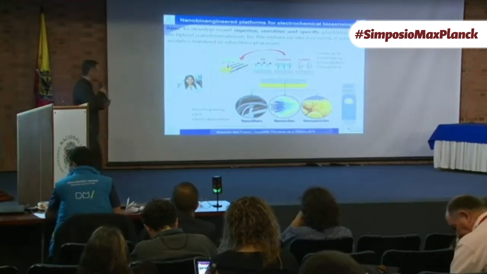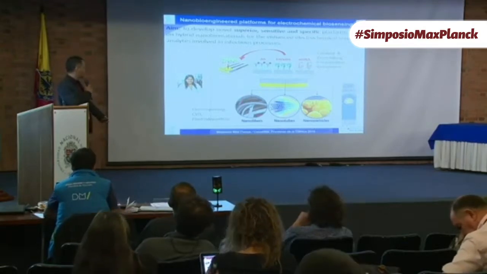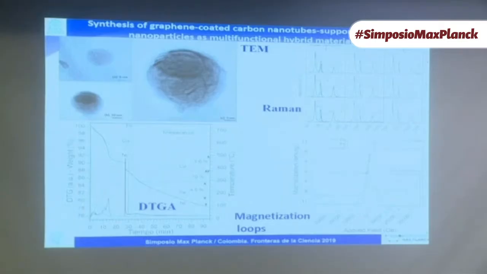In this research line, we conjugate different nanoparticles, nanotubes, and nanofibers with bioreceptors, even proteins, antibodies, peptides, RNA, and so on, in order to develop enhanced materials or biohybrids. As a first example, I bring you this hybrid that is based on carbon nanotubes, decorated with iron and covered with some graphene layers.